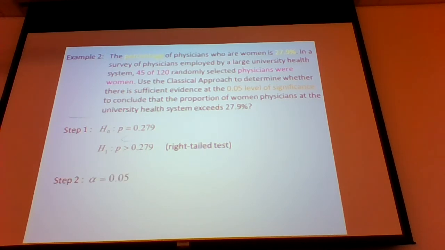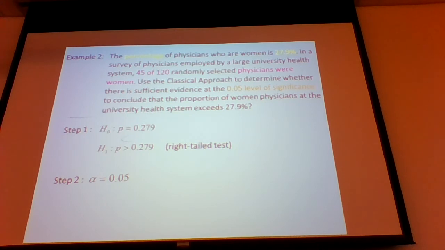Next thing is you pick what? You pick alpha, right? You pick alpha. But you know it. Do you agree? How do you know it again? Oh, because it's the significance level. That's right. That's correct. So alpha is 0.05 or 5%.